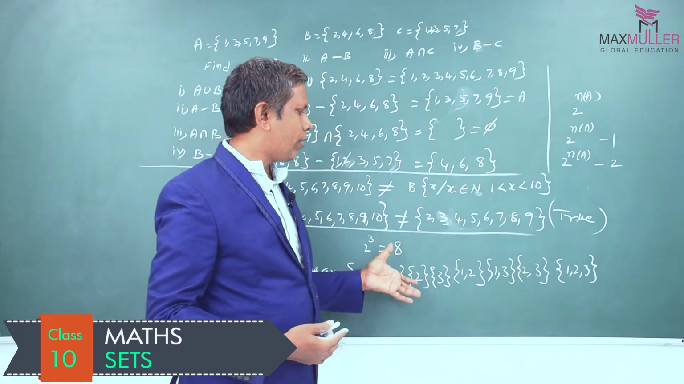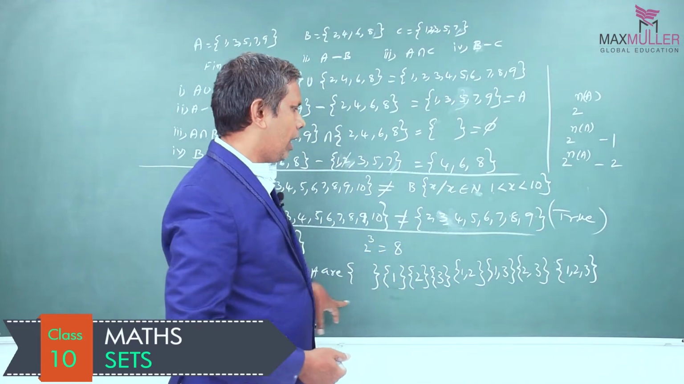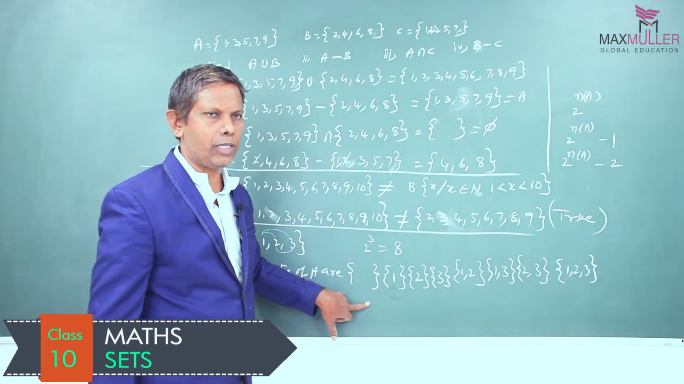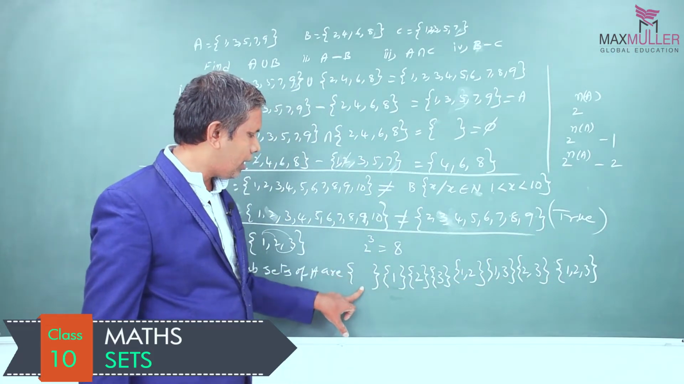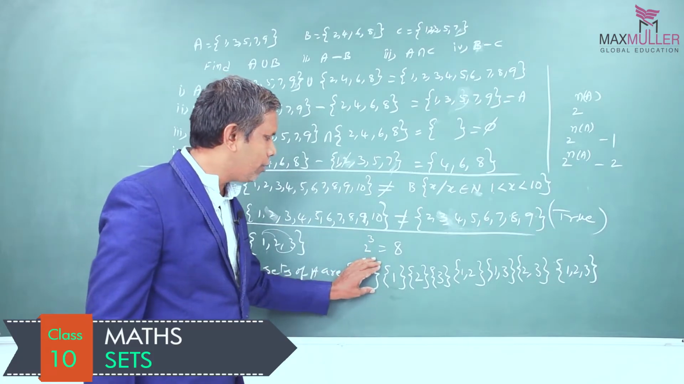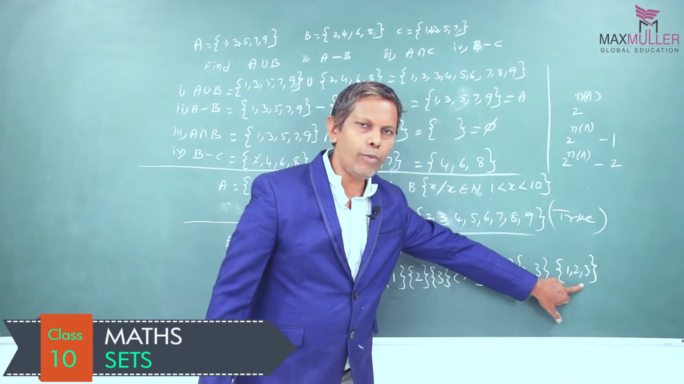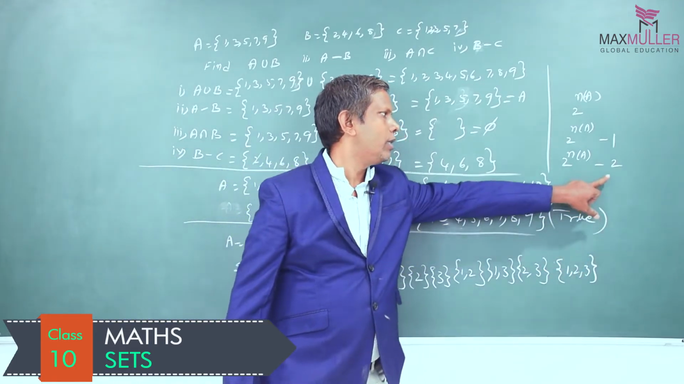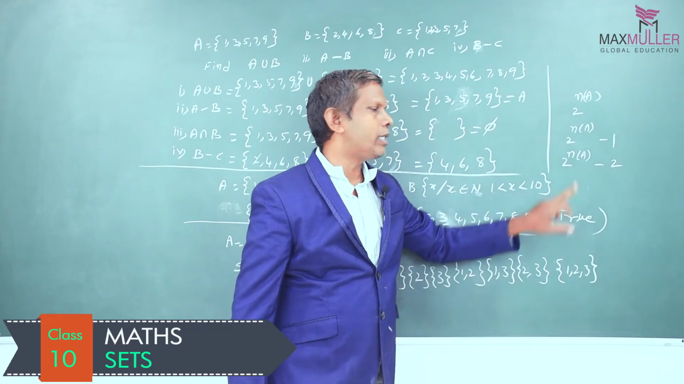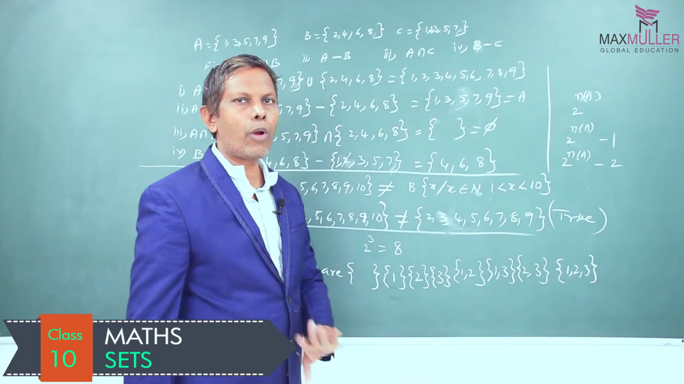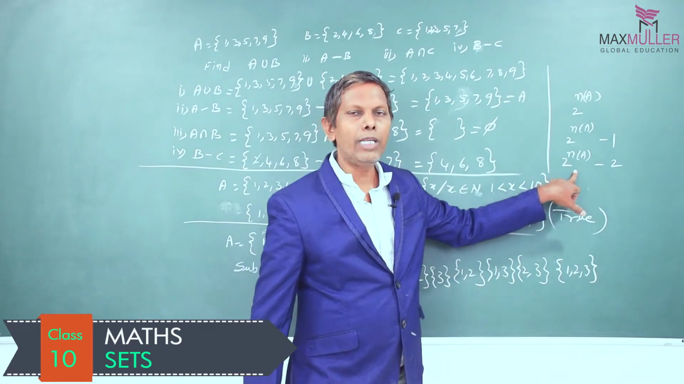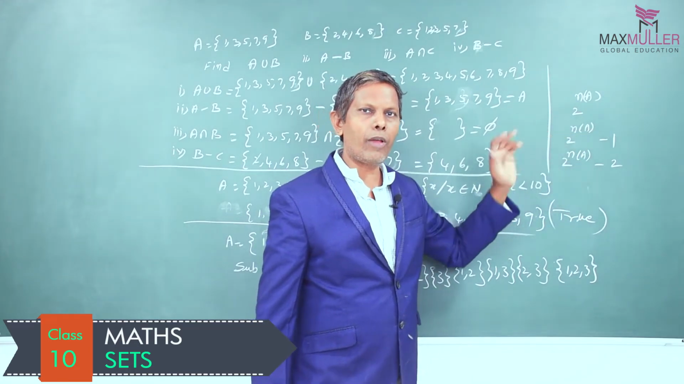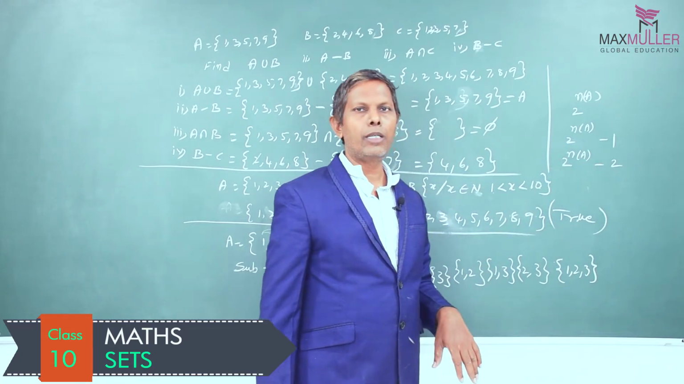For non-empty, first of all we take the proper subsets, which are all subsets except the set itself. But here we have an empty set, so we can remove that one also. First remove the set itself and the empty set. If we remove these two subsets, then what remains are the non-empty proper subsets. So the number of non-empty proper subsets is 2 power the number of elements in the set, minus 2.